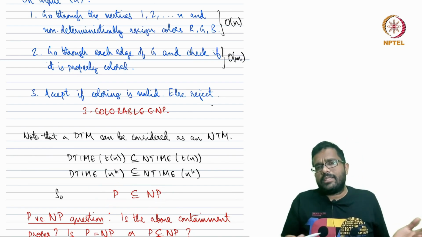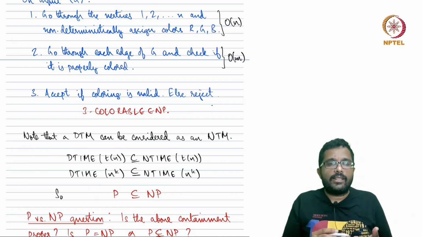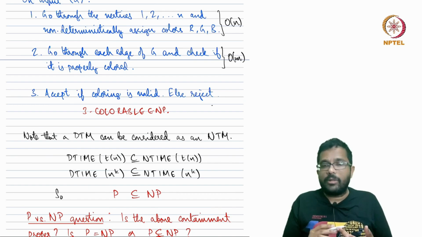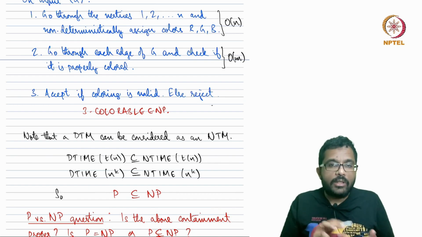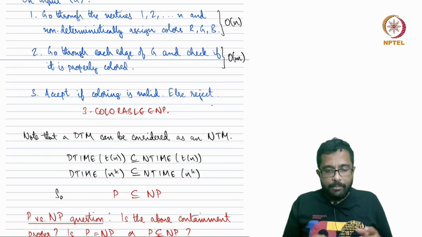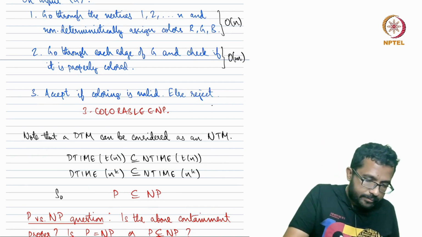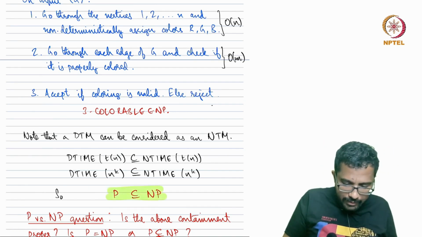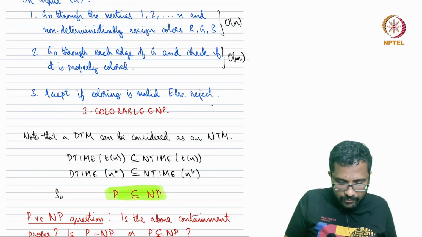Anything that can be done by a deterministic Turing machine in polynomial time can also be done by a non-deterministic Turing machine in polynomial time, right? So P is a subset of NP, right? Which is a fairly simple thing to say and an easy thing to see.